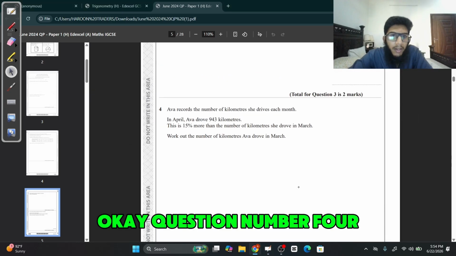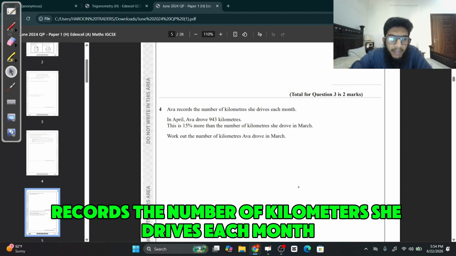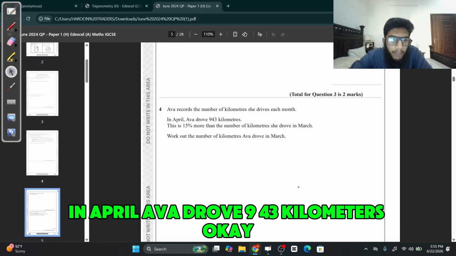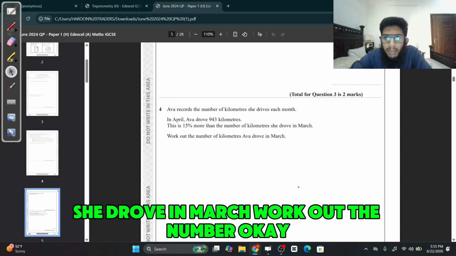Question number 4. Ava records the number of kilometres she drives each month. In April, Ava drove 943 kilometres. That's 15% more than the number of kilometres she drove in March. Work out the number.